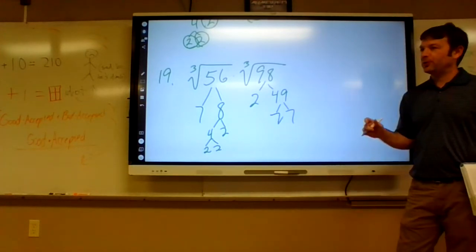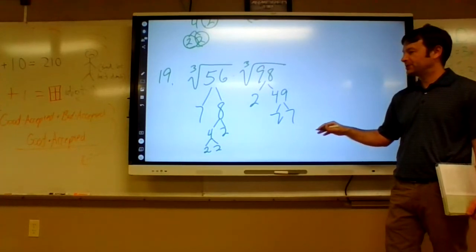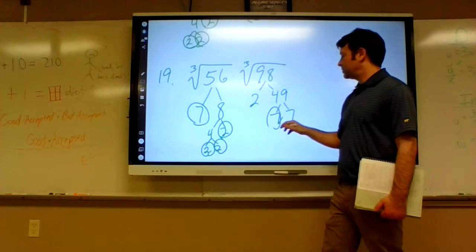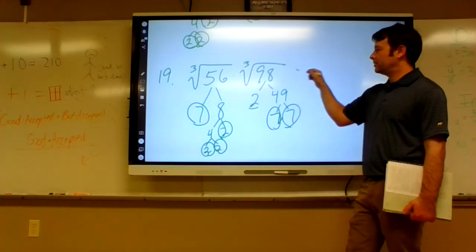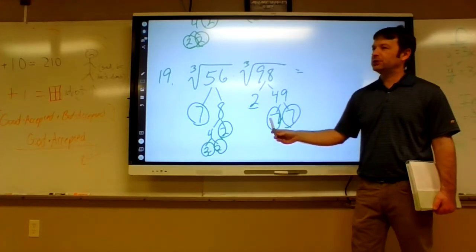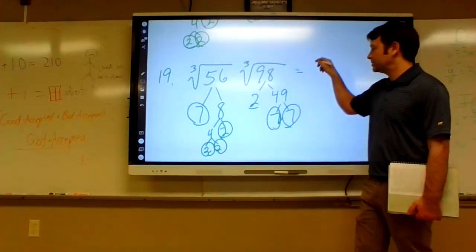What goes into 49? 7 and 7. Okay, so remember we're looking for triples. You guys see any triples? The 2 and the 7. There's a triple 2. See, it works. And a triple 7 in the leftover. So what's going to go on the outside? 7 times 2, 14.